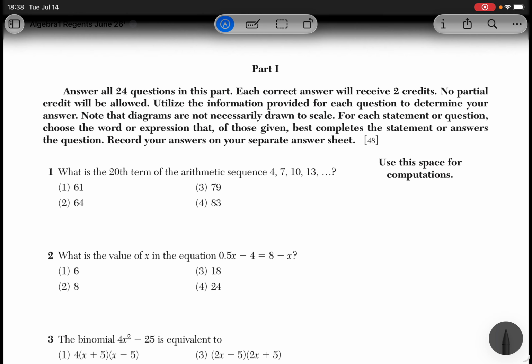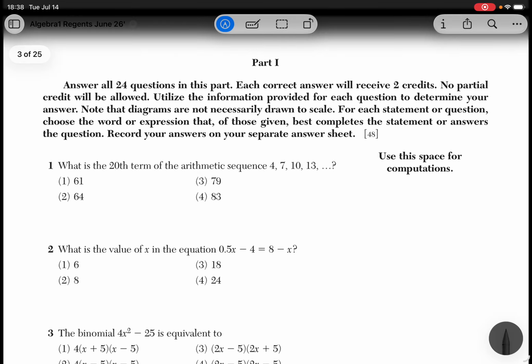So with question 1, we have: what is the 20th term of the arithmetic sequence 4, 7, 10, 13? Because it states that it's arithmetic, we know that our sequence is either going to be adding or subtracting. And as we can notice, we're increasing each time by 3. So 4 plus 3 is 7, 7 plus 3 is 10, 10 plus 3 is 13, and continues on. We want to figure out what the 20th term is within this sequence.